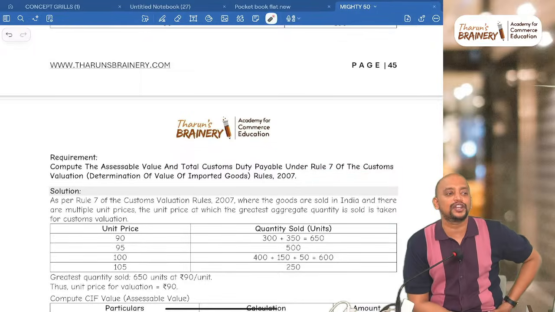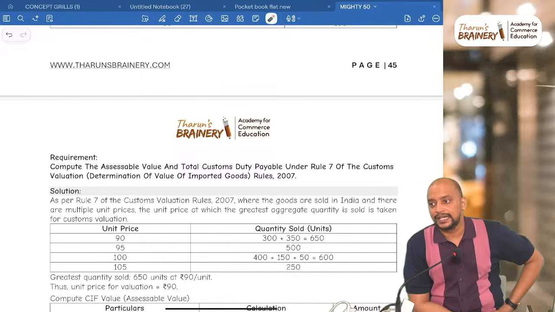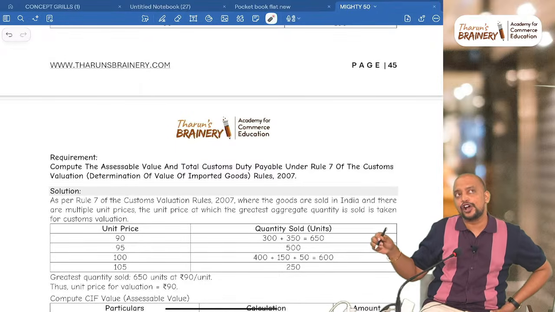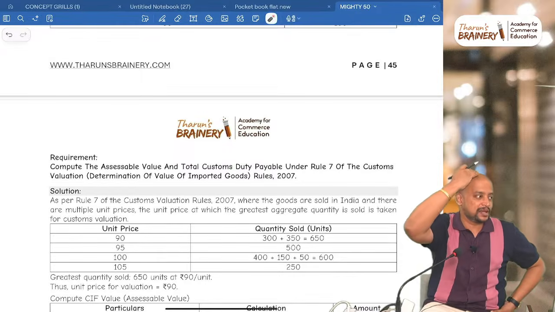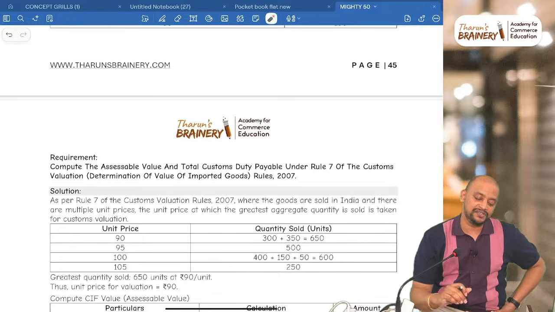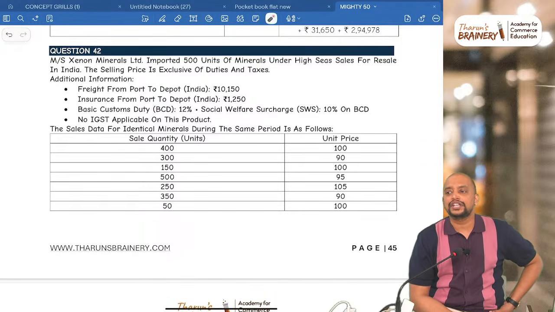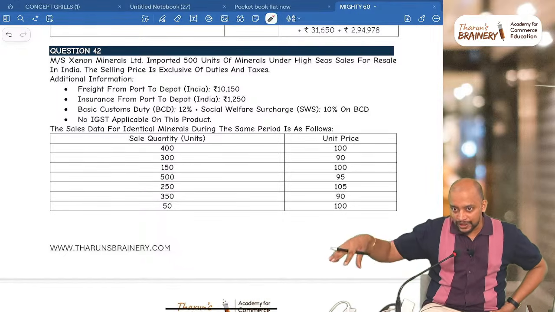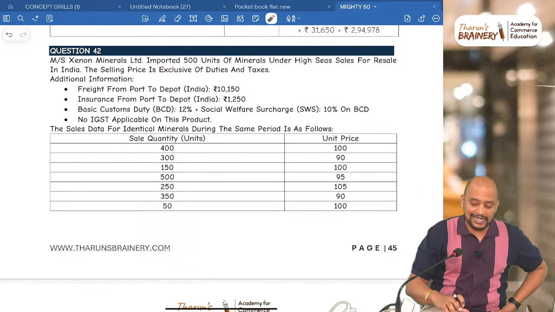This is a unique model of Rule 7. What is Rule 7? Deductive value. We need to take the selling price in India and minus all post importation expenses. You will get the price prevailing at the time and place of importation. First we will take selling price, but what selling price should be taken? Rule 7 says you need to take the price at greatest aggregate quantity. The selling price is after import the goods are sold, so at different prices it is sold. You take the price at greatest aggregate quantity.